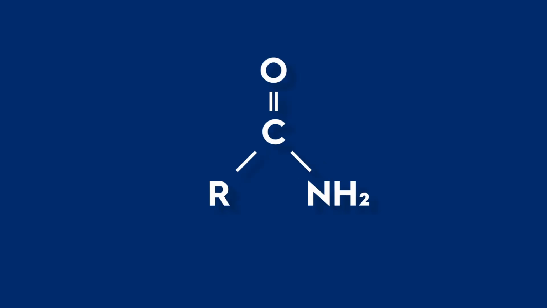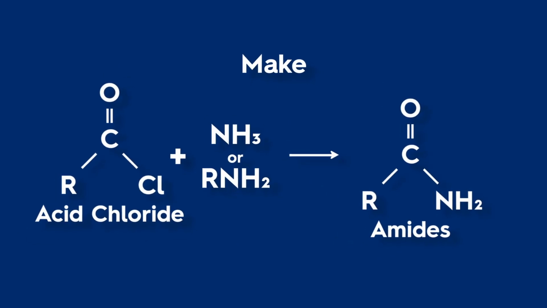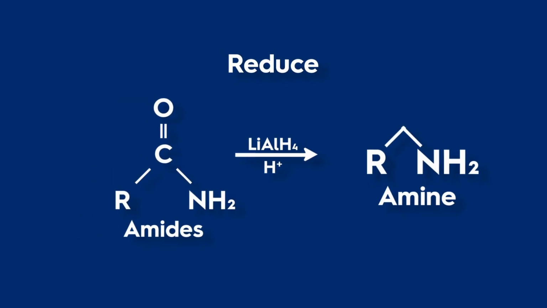Quick rewind. Amides are resonance-stabilized carbonyls. You can make them from acid chlorides with ammonia or amines. You can break them by hydrolysis under acid or base, and you can reduce them with lithium aluminum hydride to get amines.